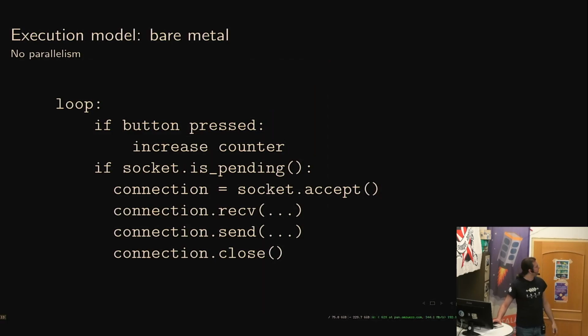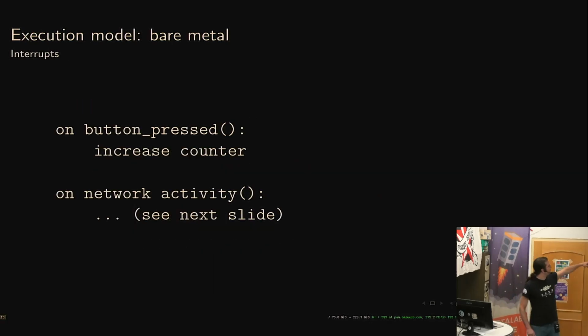So another way you can do concurrency, or actually, as we're showing here, parallelism on embedded, is you just pack things into such events. You're registering an interrupt handler, for example, for button pressed. Whenever a button is pressed, you execute some code.